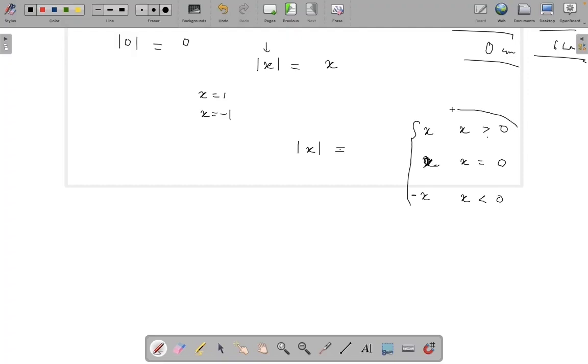So can I merge these two things together? Because both are giving me x, right? So when x is non-negative, there are two cases only. When x is non-negative, which means x is greater than or equal to 0, then it is x. When x is negative, then it is equal to minus x.